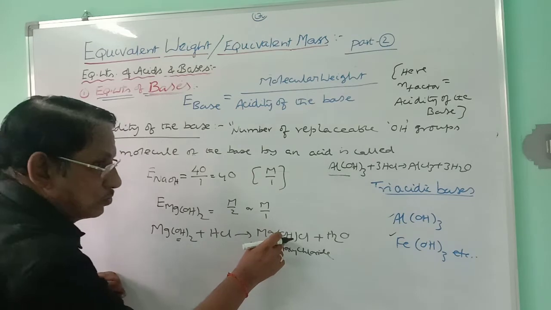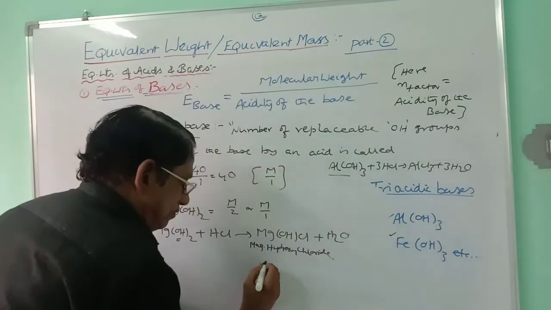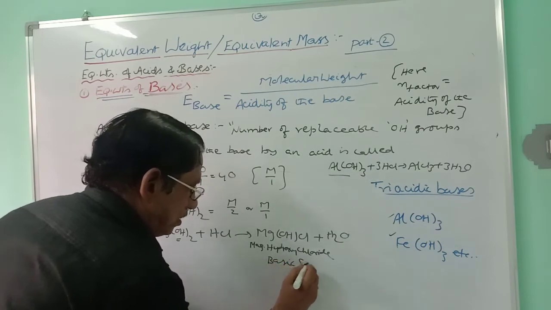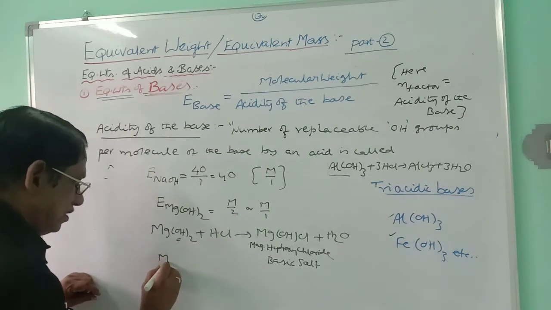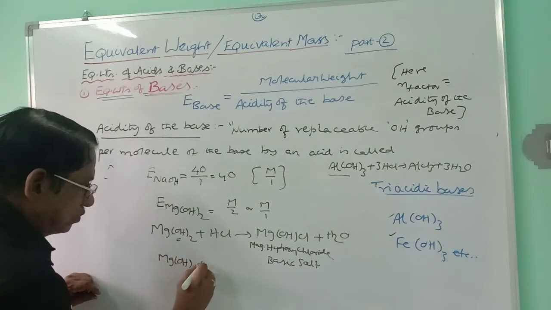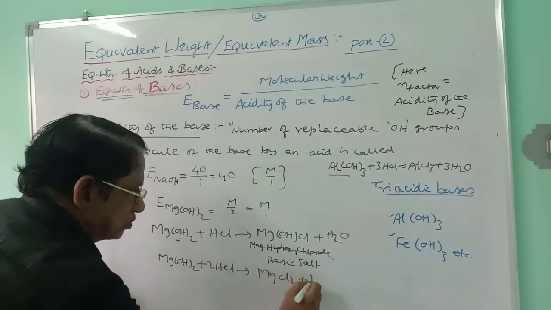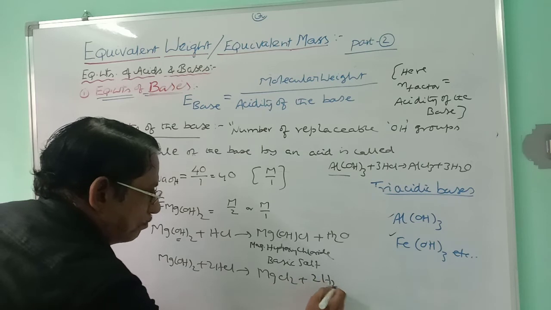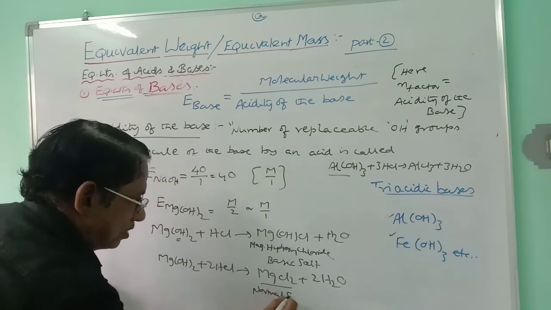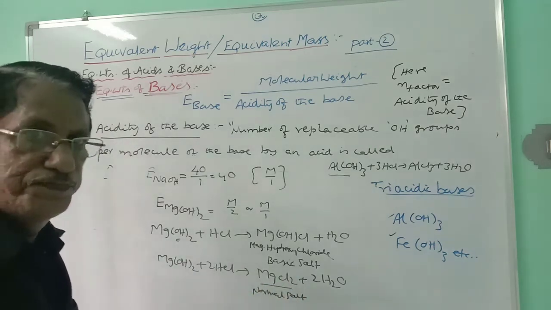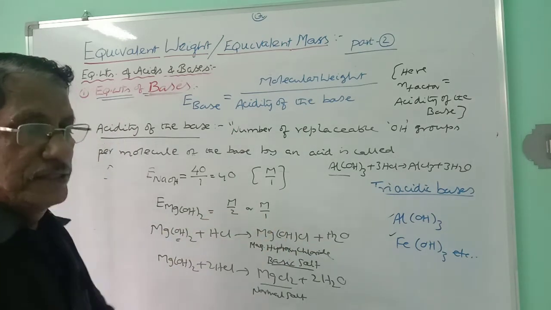Still it is having one basic group which can be replaced, and that is why this is called basic salt. Similarly, you can take Mg(OH)2 plus 2HCl giving MgCl2 plus 2H2O. This is complete neutralization. This is magnesium chloride. This is what you call normal salt because it is having no more OH groups. So in this way we are having basic salt and normal salt depending upon the mode of neutralization.